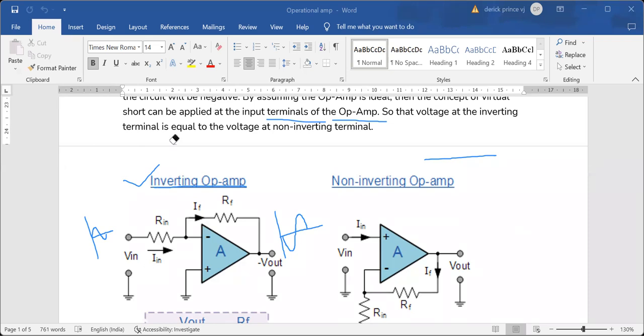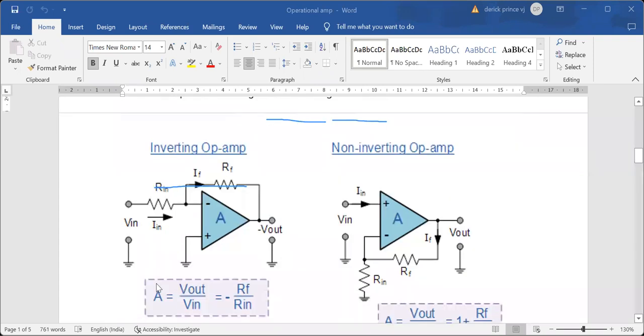Now we will see the output equation of this op amp. We can expect some problems also. They will give what Vin is and what Vout is, and we have to find the gain of the system. Or they will give the feedback resistor RF, and we have to find the unknown components from the formula. So we will scroll down to see the formula.